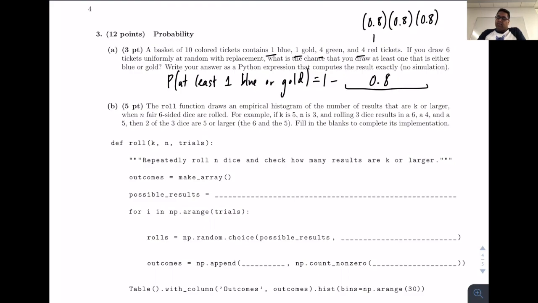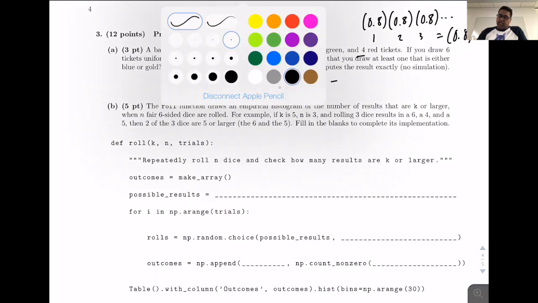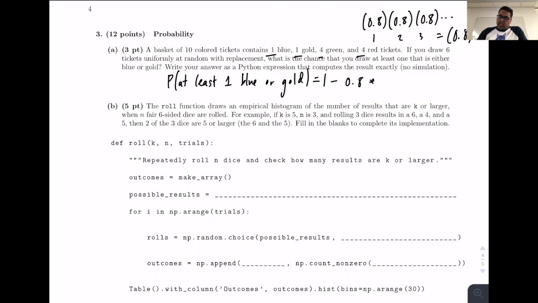We have the first card, the second card, the third card, and so on. Since we have 6 cards, that's going to end up being 0.8 to the 6, right? We have to multiply by 0.8 for each of the 6 cards that we have. And since we want a Python expression that will represent this, we will have 1 minus 0.8 star star 6. So this will be our answer.